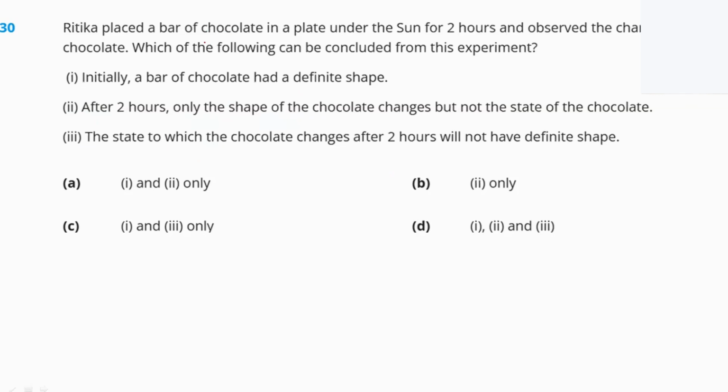and observed the changes in the chocolate. Which of the following can be concluded from this experiment? Okay, so initially a bar of chocolate has a definite shape. Yes, it does have a definite shape. After 2 hours, only the shape of the chocolate changes, but not the state of the chocolate. Okay, so is this correct?